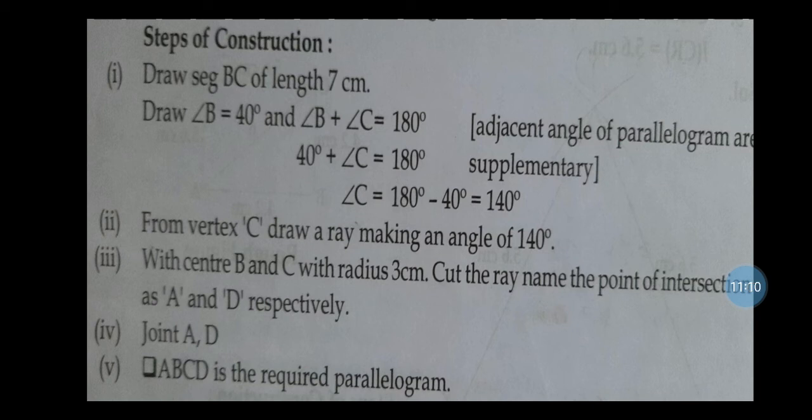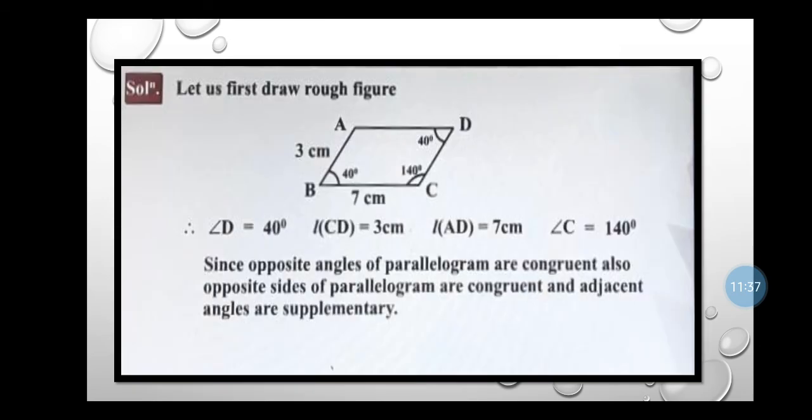Next step, from vertex C, draw a ray making an angle of 140 degrees. With centers B and C and radius 3 centimeters, cut the ray, and name the points of intersection as A and D respectively. Now you will join A and D. Our quadrilateral is ready, that is quadrilateral ABCD is the required parallelogram. This is the way you will be drawing.